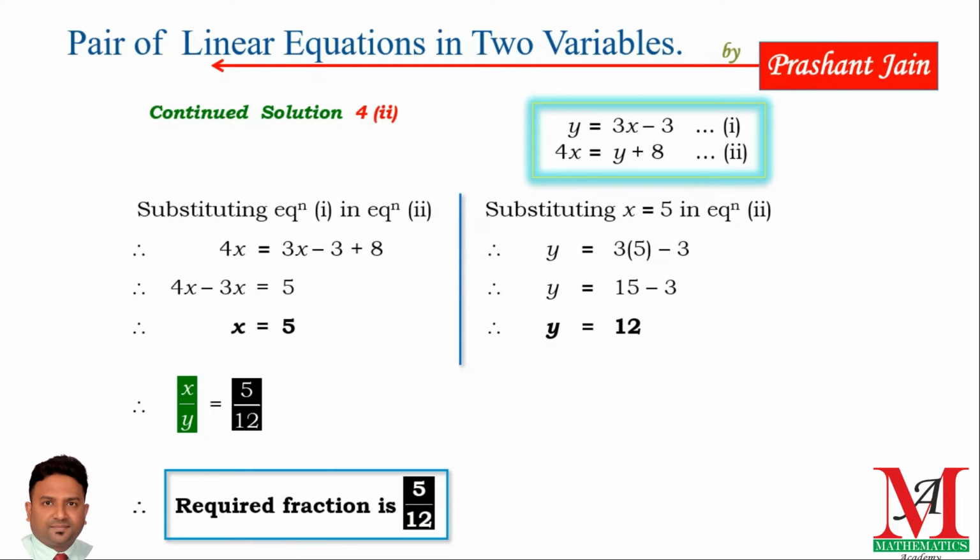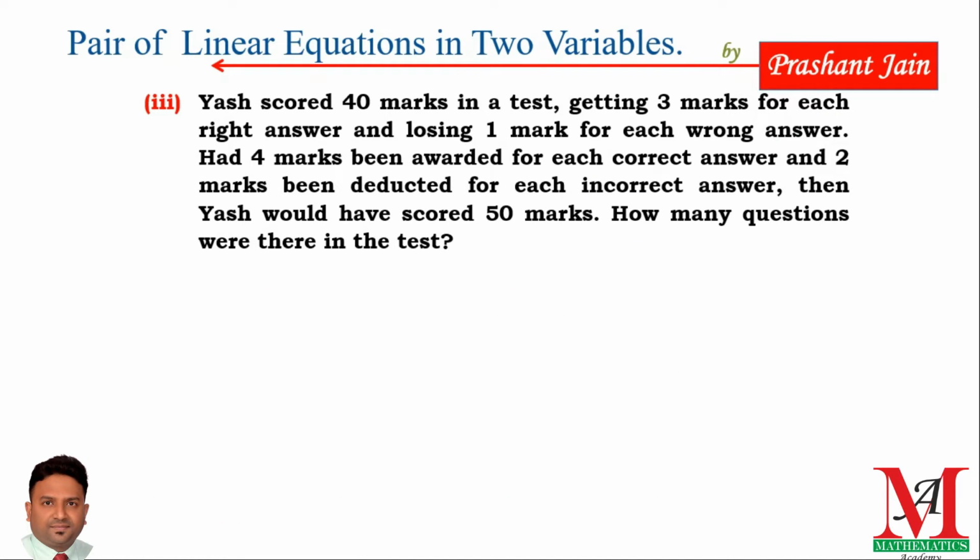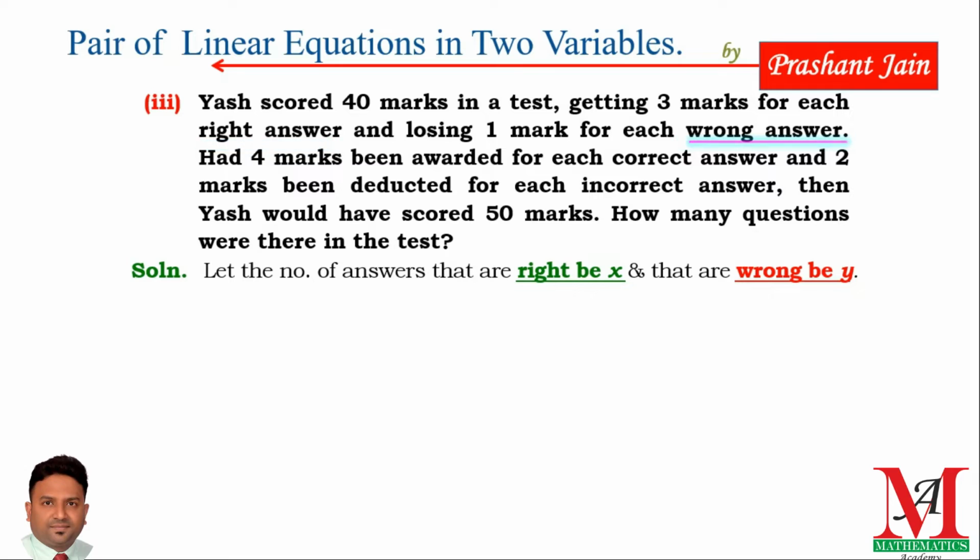As you see, now it is time to move towards the next question, and you can read it from your screen. That is again a very good question. Actually, all these questions are straightforward. In this question we have to find the number of questions that were in the question paper. If anyone attempted them, there may be right questions as well as wrong questions. So let the number of right questions be x and the wrong questions be y.